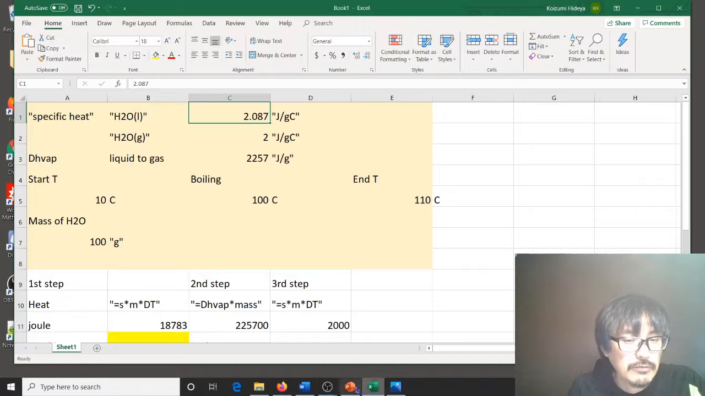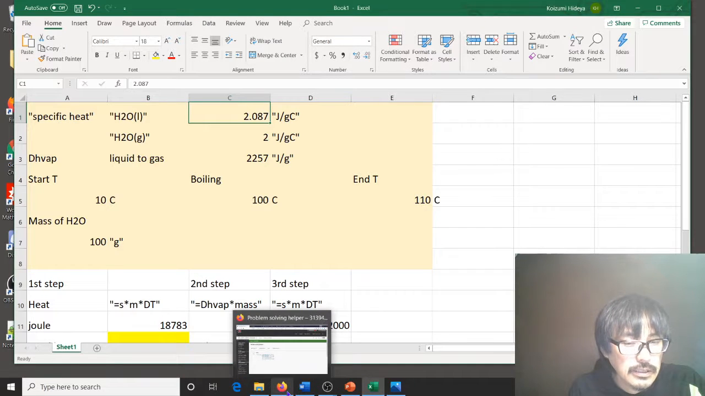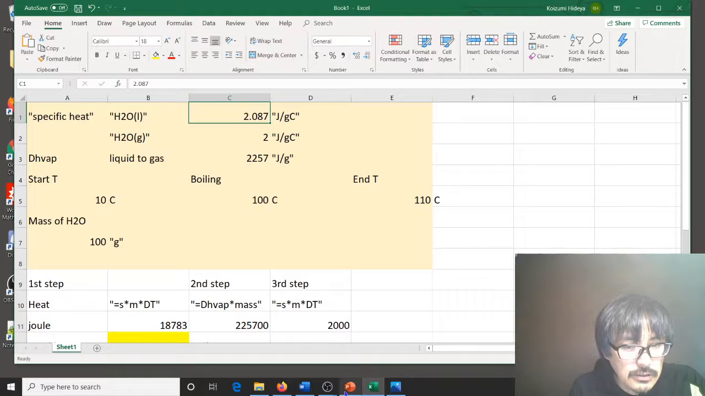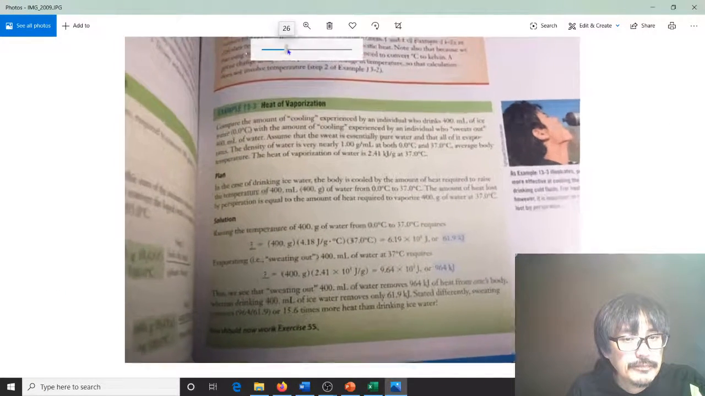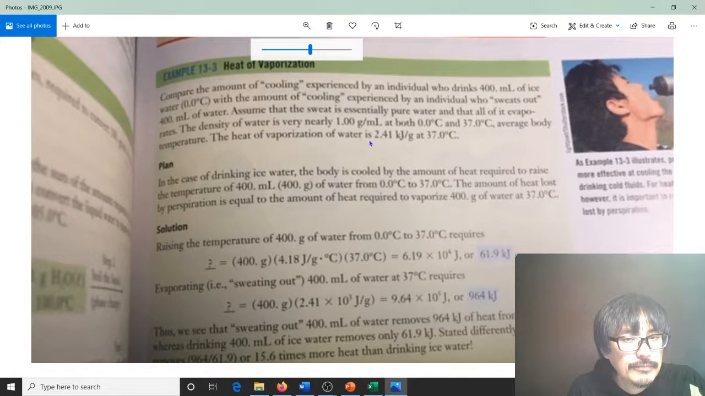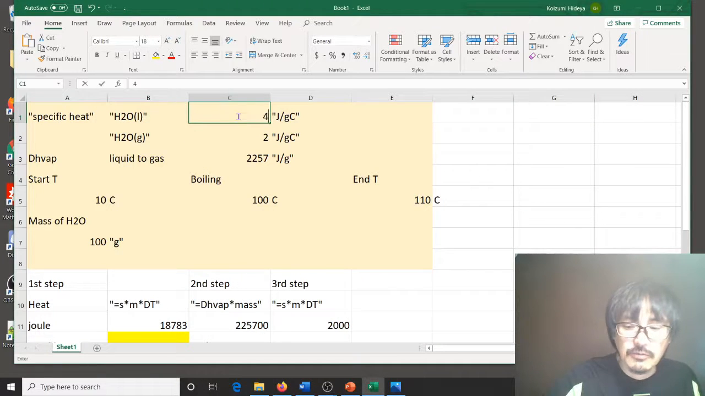Isn't this supposed to be 4.01? Yeah, I think it's 4.01 something. Yeah, it's this one, right? It's 4.184. What did it say? So yeah, 4.184. Oh yeah, right. So it was supposed to be 4.184. I just noticed that one. So please fix the first videos after you watch this.